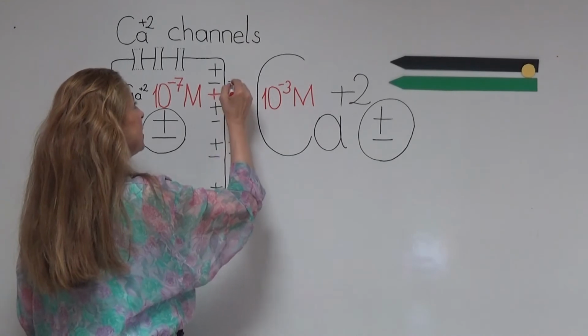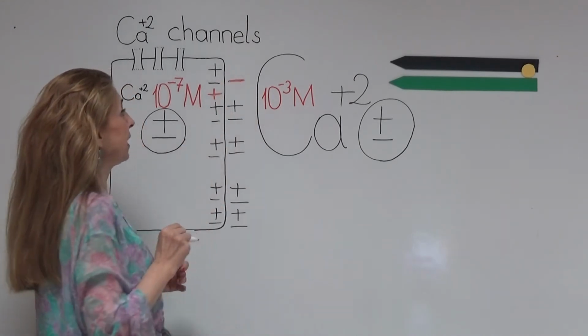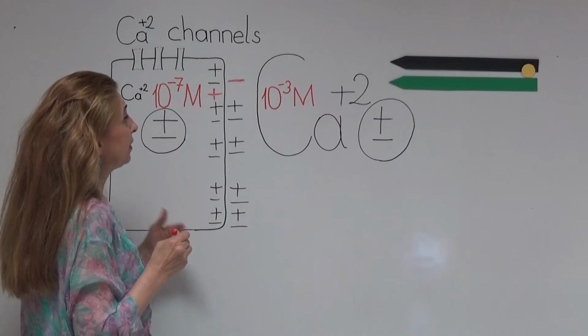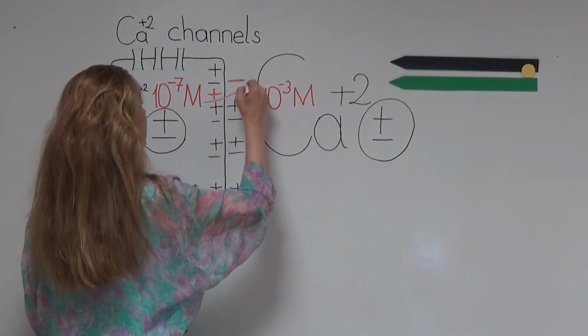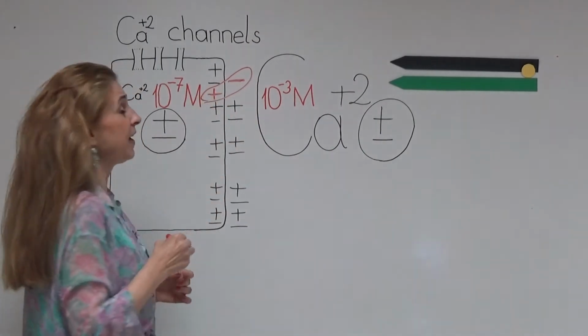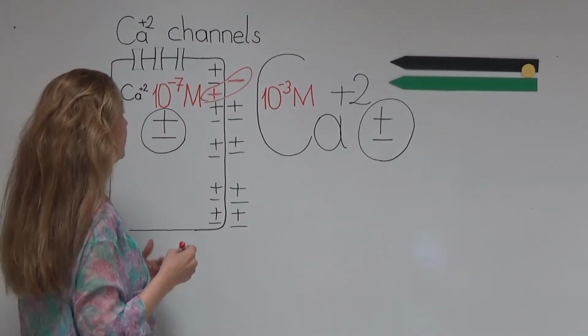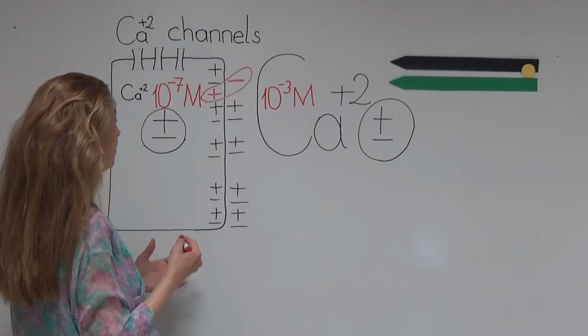The negatively charged ions, as we have told at the beginning, are not going to move because there are no ion channels for them. So now, with this effect, an electrical potential difference is produced between the two sides of the membrane.